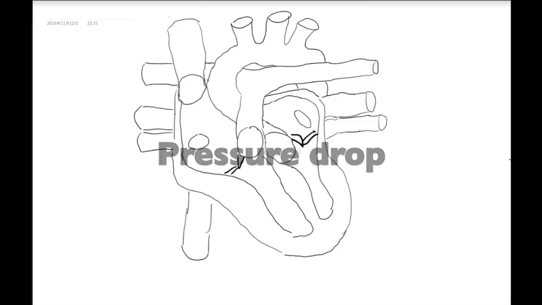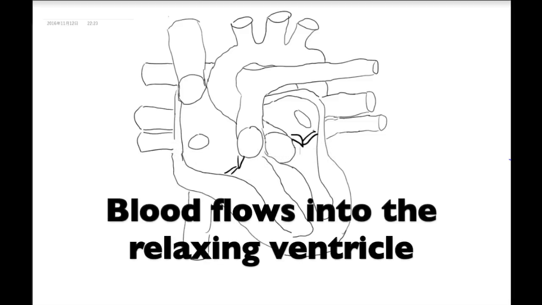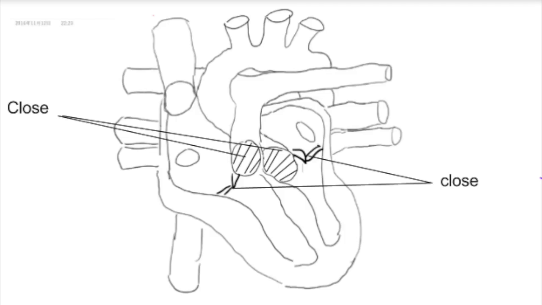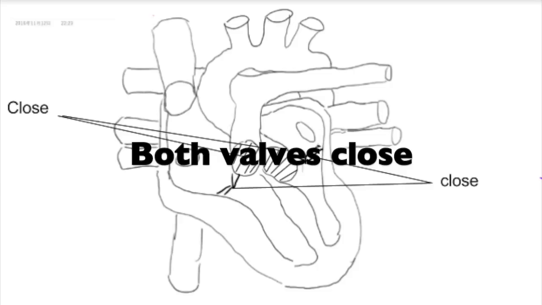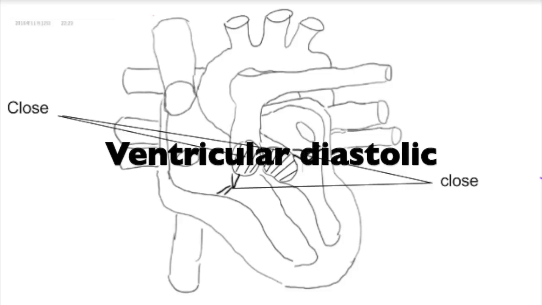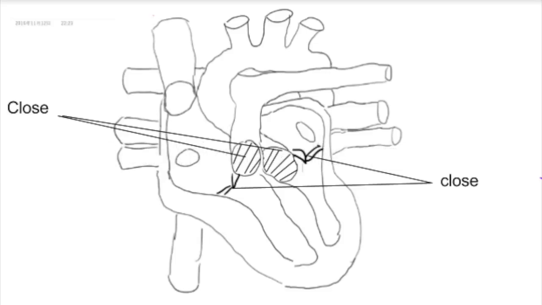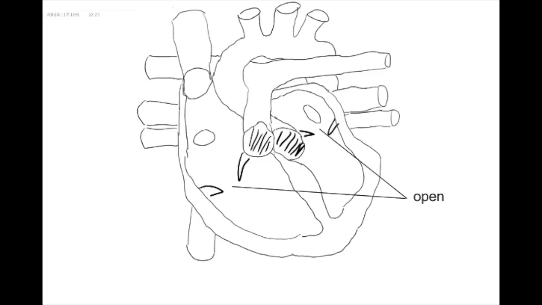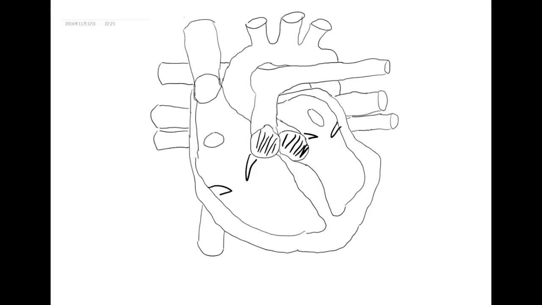When the ventricle relaxes and the pressure drops, blood flowing back into the relaxing ventricle causes the semilunar valve to close. The atrioventricular valve also remains closed during this period. Note that this is the beginning of the ventricular diastole, when the pressure in the ventricle is lower than the pressure in the atria. The atrioventricular valves open, allowing blood to flow into the relaxed ventricle.